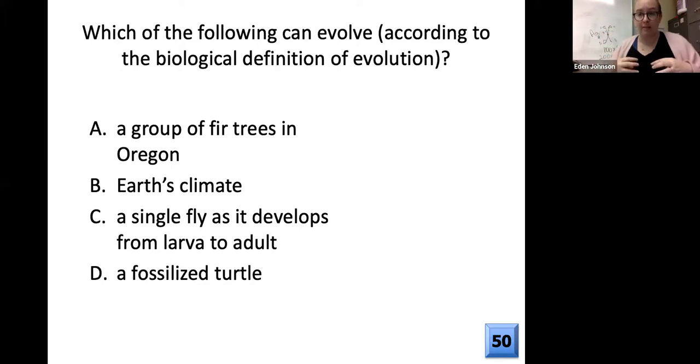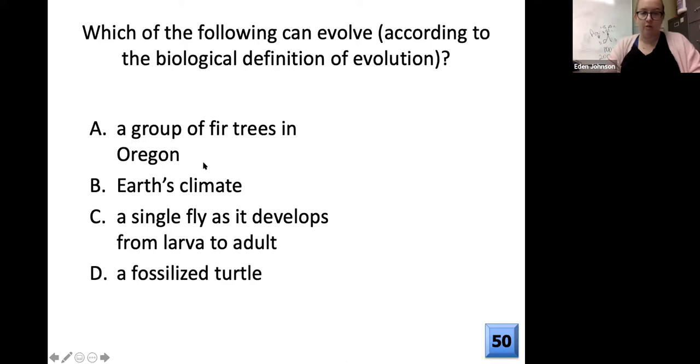So just because it's not a living, breathing organism, does that mean that the climate can't change? The climate can definitely change, and it has been changing for hundreds of years, okay? Mostly because of us. But Earth's climate also has little fluctuations just from your different seasons, okay? So it cannot evolve because it's not a living thing.